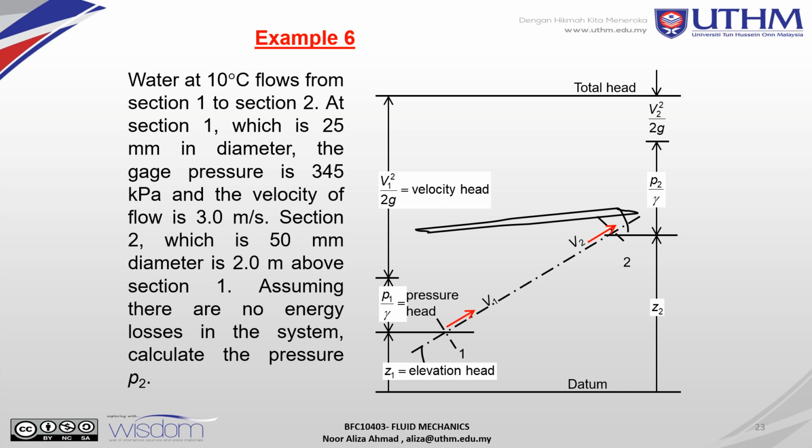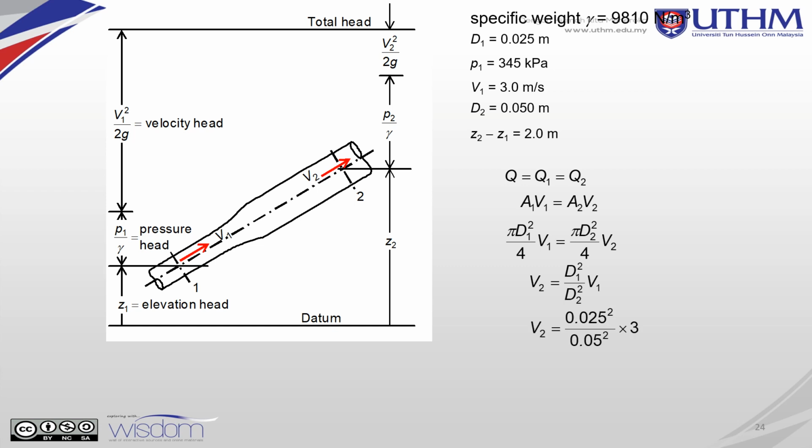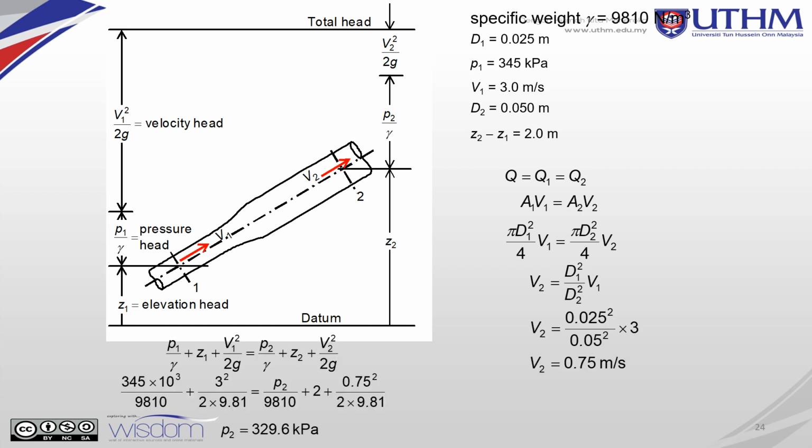Okay, example 6. Water at 10 degrees Celsius flows from section 1 to section 2. This is the velocity head for point 1, and this is the velocity head for point 2 here.